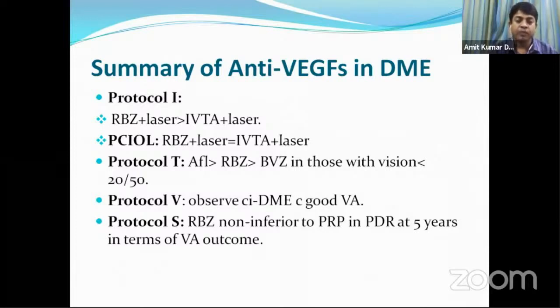Protocol B has recommended that we should observe central involving DME with good visual acuity better than 6/9. Only when the visual acuity worsens should we go for either laser or injections. And Protocol S has shown that ranibizumab is non-inferior to PRP in the treatment of PDR at the end of 5 years in terms of visual acuity outcome. However, we have to individualize the treatment modality for each patient based on their compliance to treatment and also the cost effectiveness, so that they can bear the cost of the injections. Thank you.